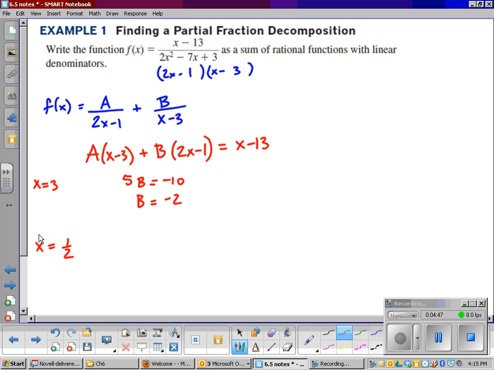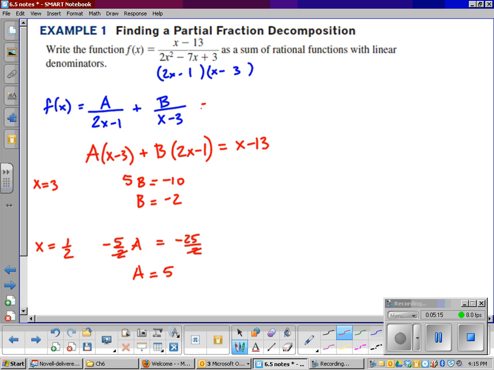Do the same thing for x equals 1/2. If x is 1/2, then that zeroes out right there. And 1/2 minus 3 is negative 5/2 times A, and that's equal to 1/2 minus 13, which is negative 25 halves. I'll multiply both sides by 2, and then divide both sides by negative 5, and A is equal to 5.